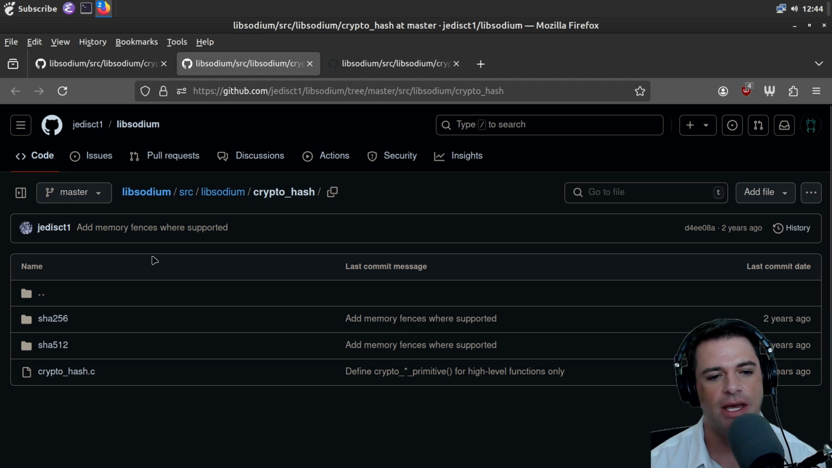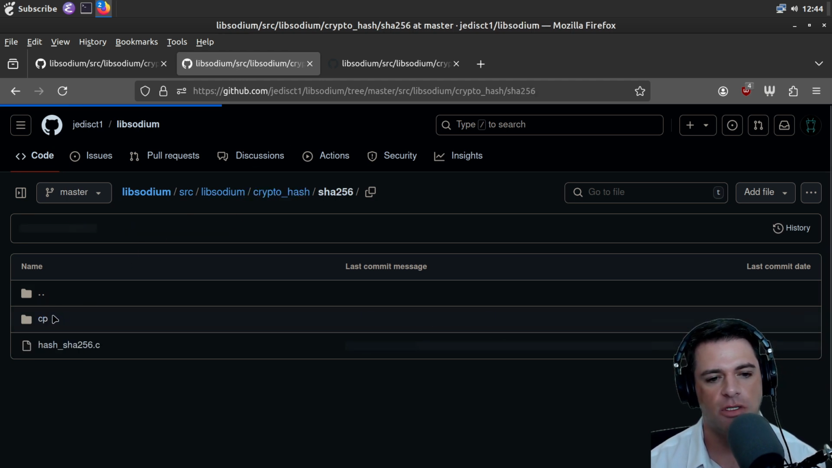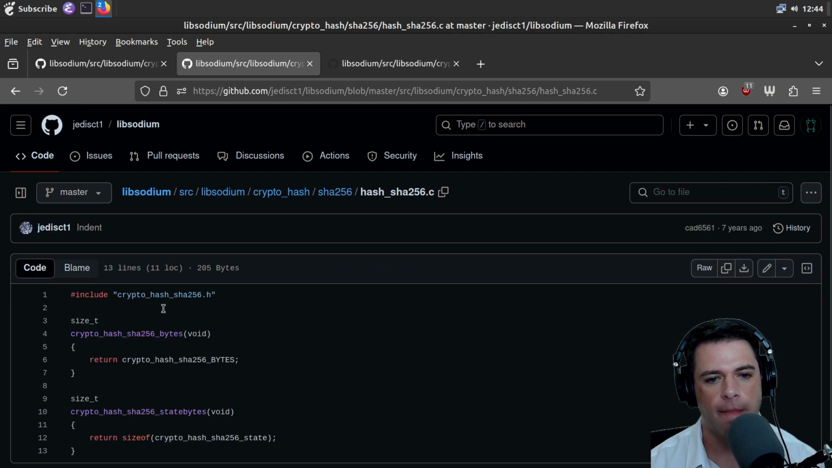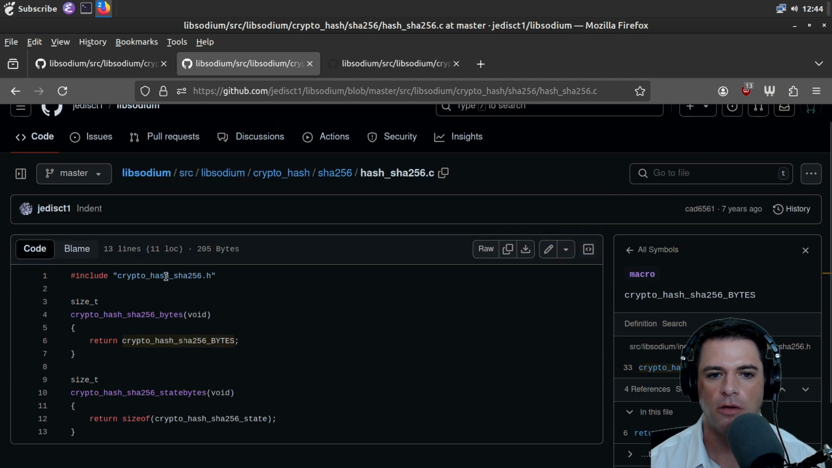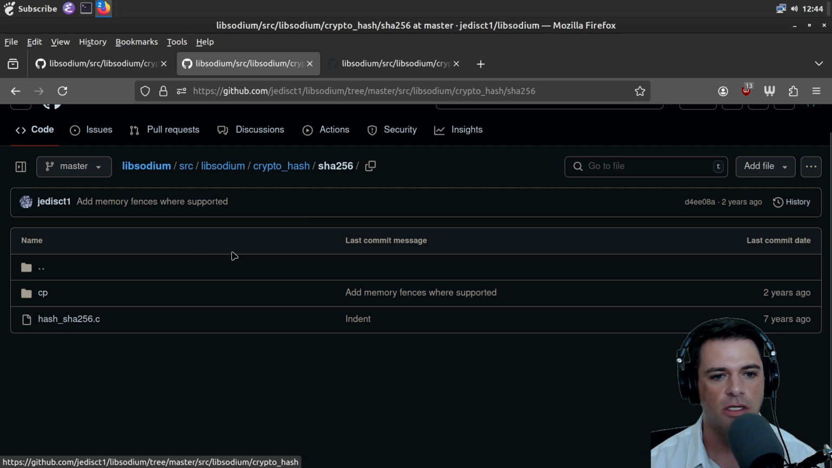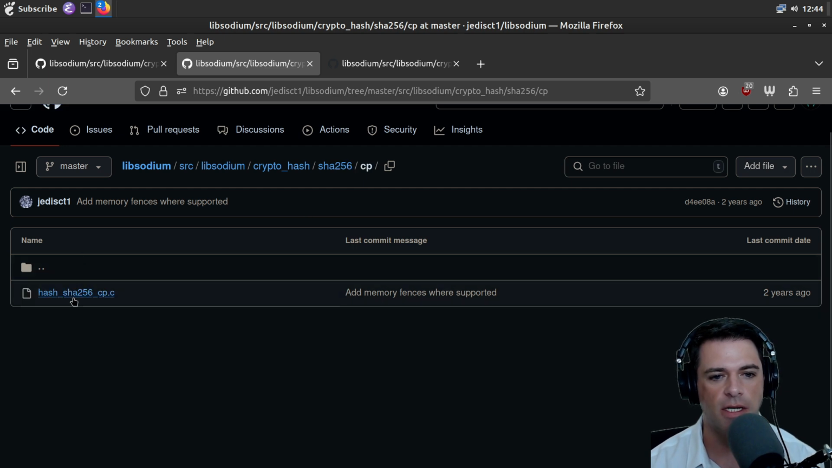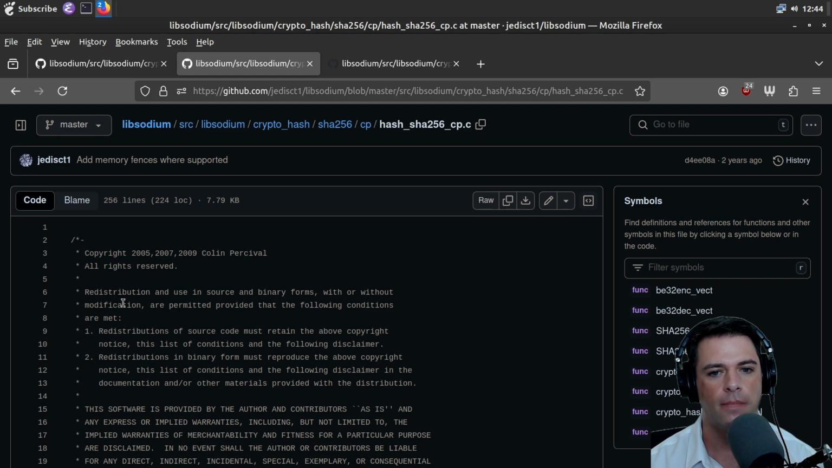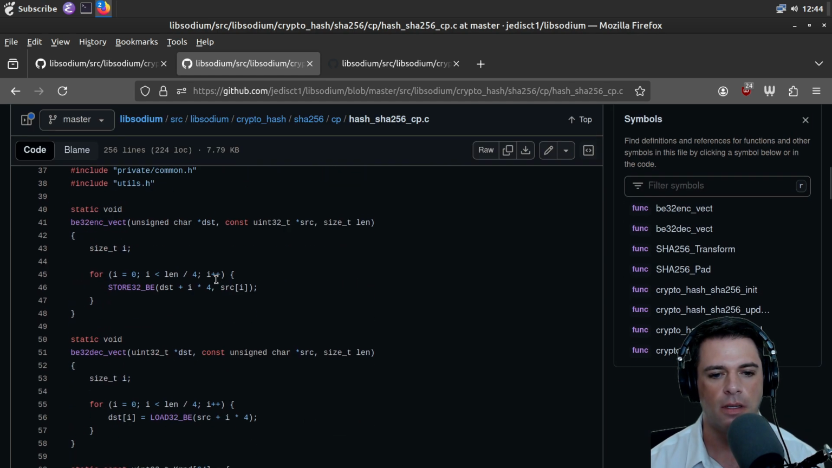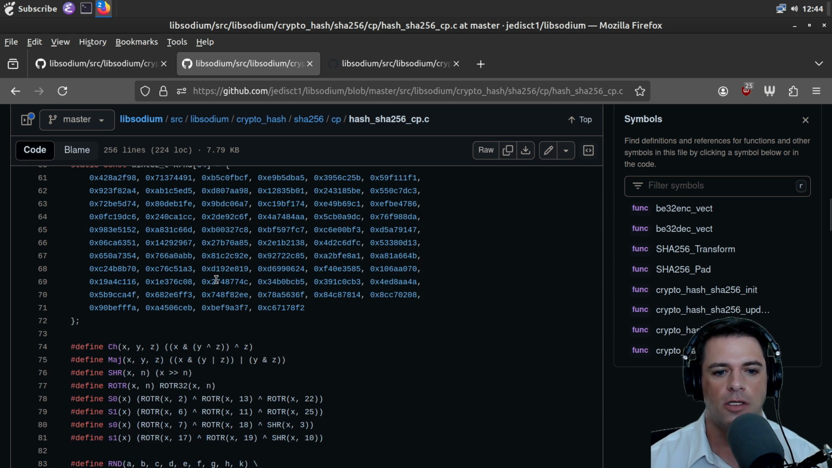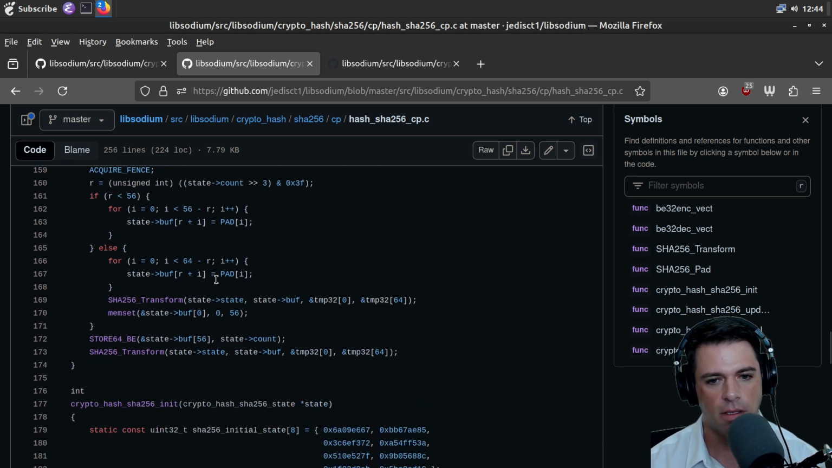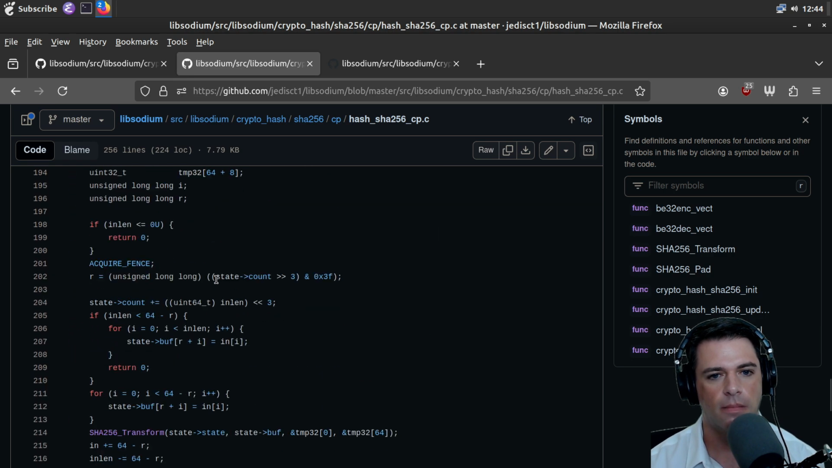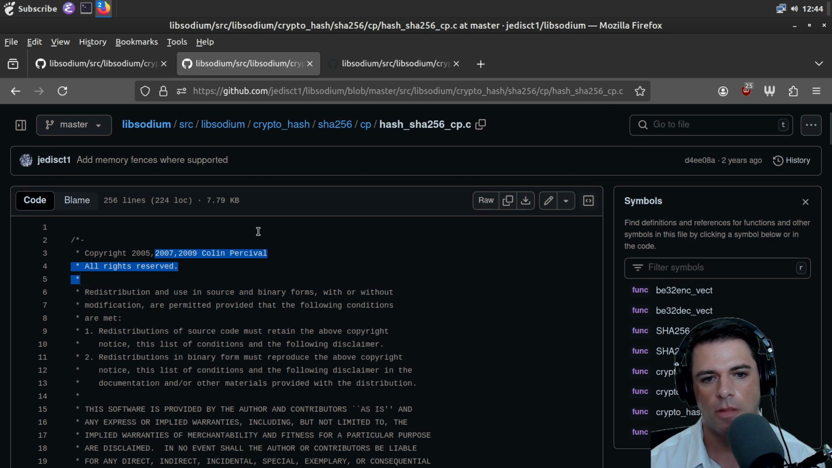Here's crypto hash. Should we just take a quick look at SHA-256? We're going to just return crypto hash, SHA-256 bytes. We're including crypto hash SHA-256.h. So there's all the action in the header, whatever key CP is. Colin Percival. So maybe this is somebody else's implementation of SHA-256, and something like that's going on.